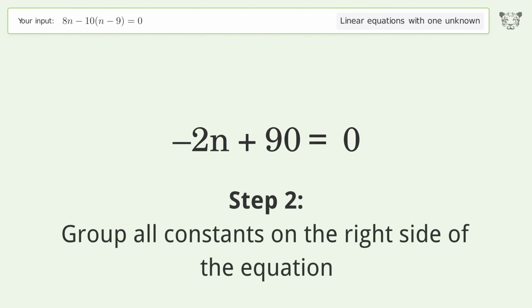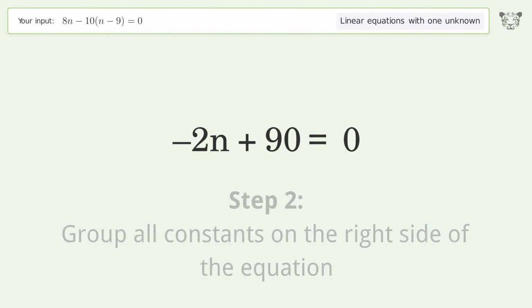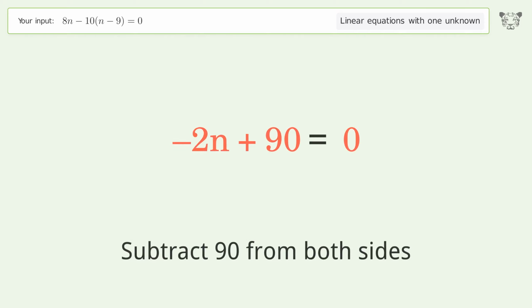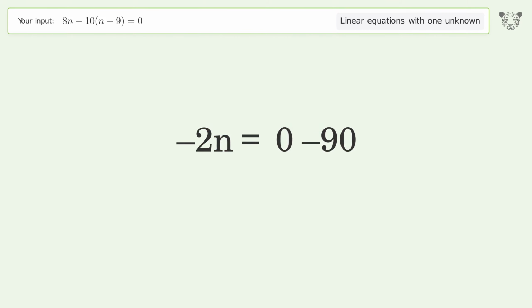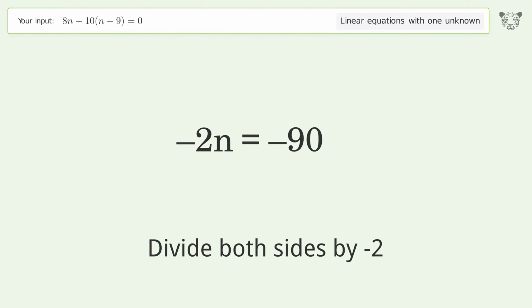Group all constants on the right side of the equation. Subtract 90 from both sides. Simplify the arithmetic. Isolate the x. Divide both sides by -2.